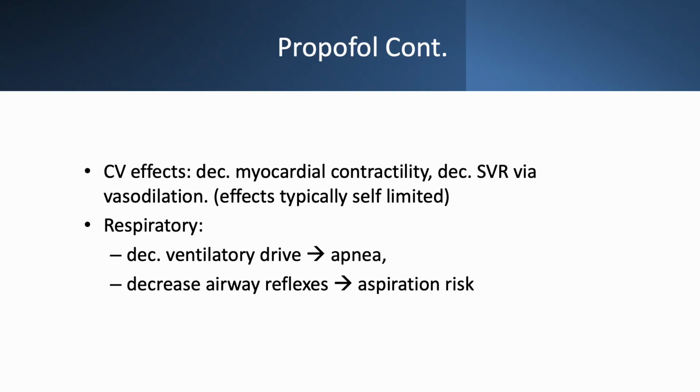On the cardiovascular system, propofol ends up decreasing myocardial contractility. It also decreases SVR via direct vasodilation. These effects are typically self-limited, but in the unstable patient could be significant. Respiratory-wise, propofol ends up decreasing your respiratory drive, leading to apnea. It also decreases any airway reflexes, which could put you at an aspiration risk.